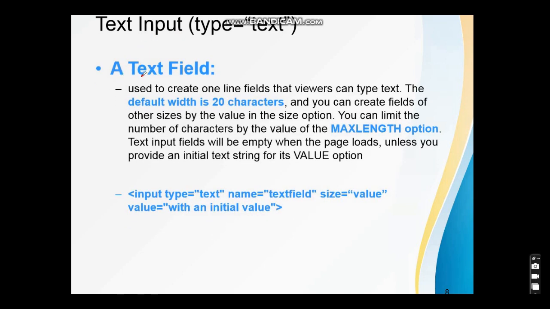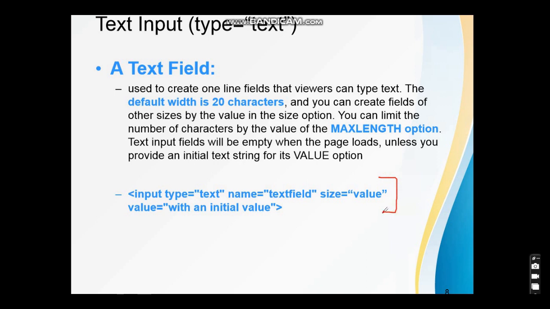This is input type, text input, where type is equal to text. Let's see the examples for this. Now, what is a text field? It is used to create one-line fields where the viewer can type text. The default width is 20 characters. You can create fields of other sizes by setting the value in the size option. You can limit the number of characters by the value of the maxlength option. Text input fields will be empty when the page loads, unless you provide an initial text string for its value option.